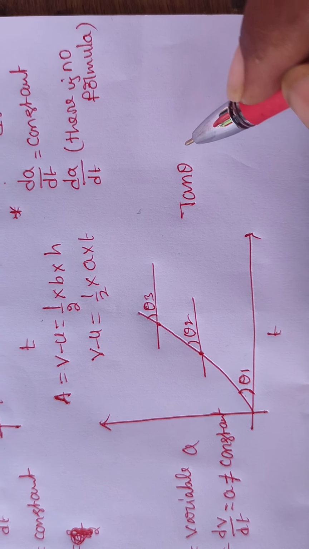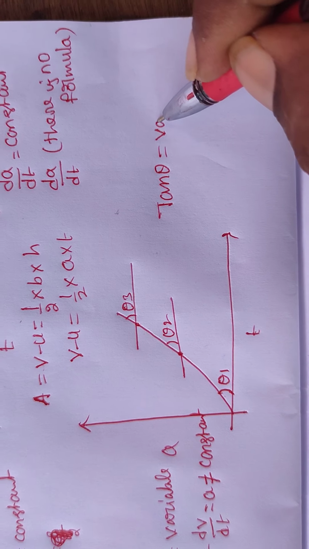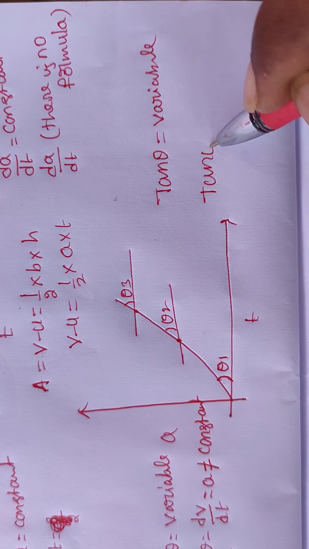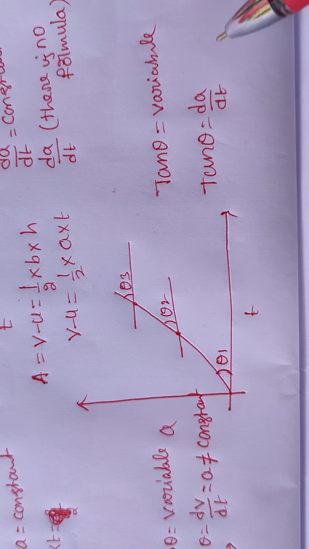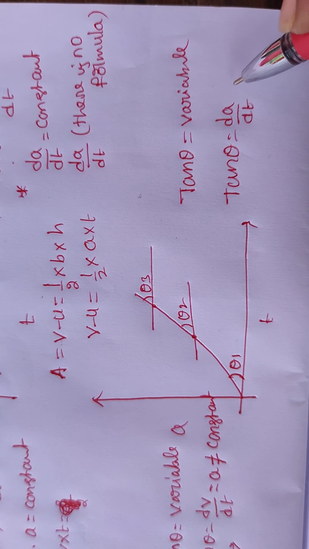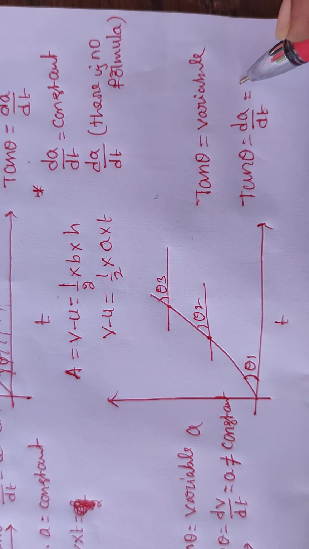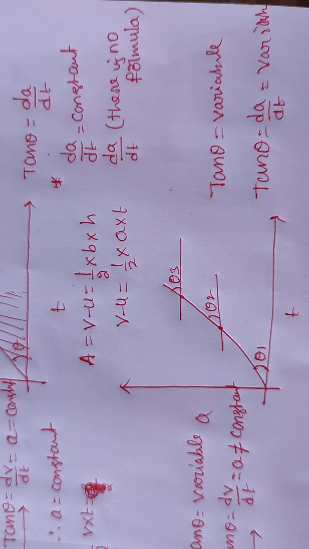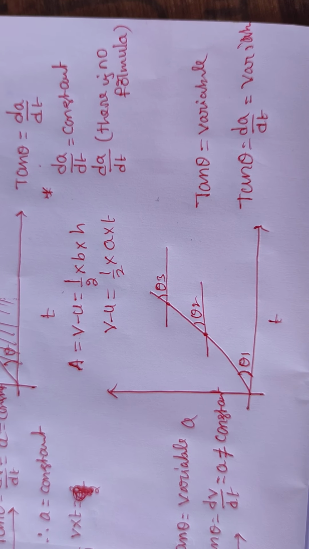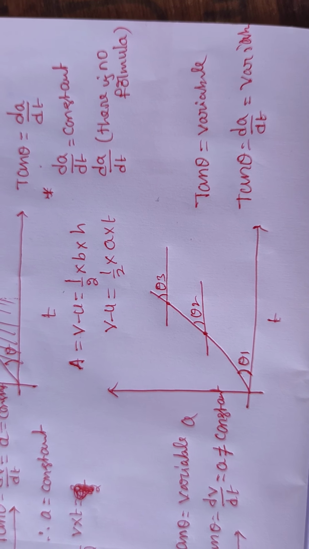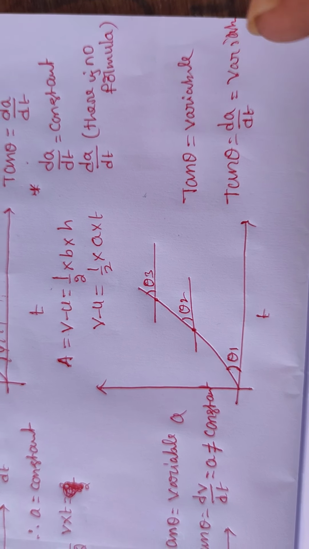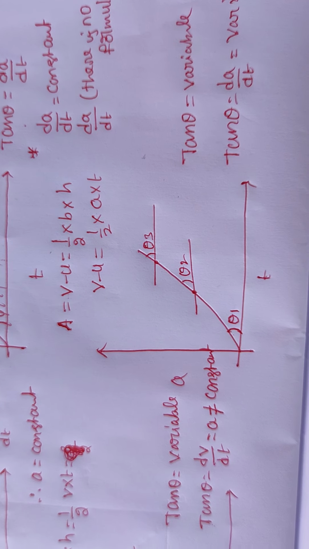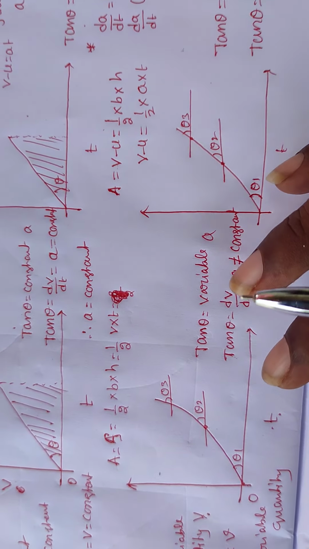Tan theta equals variable. So tan theta equals dA by dt, that is equal to nothing but variable only. dA by dt is the rate of change of acceleration. The rate of change of acceleration is not constant, it is a variable only. Okay, do you have any doubt? No doubts for you.